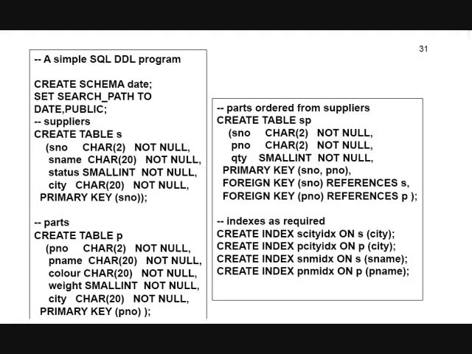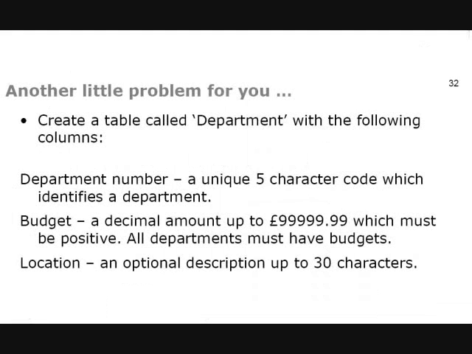So another little problem for you. Create a table called department with the following columns: a department number, which is a unique 5-character code which identifies a department; a budget, which is a decimal amount up to 99,999.99, which must be positive, and all departments must have budgets; and a location, an optional description of up to 30 characters.